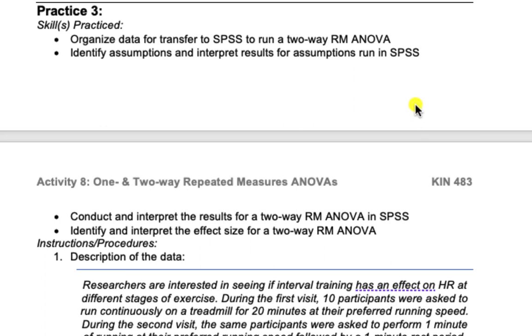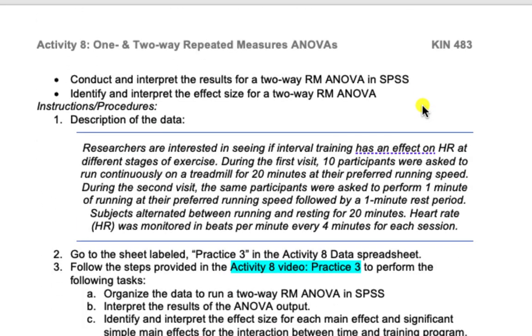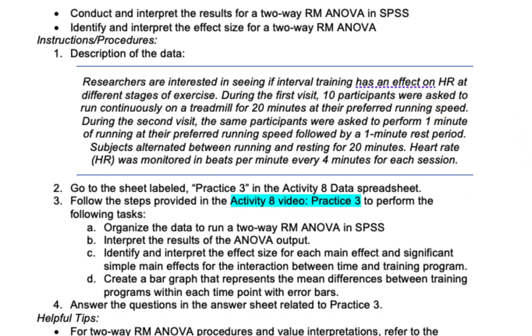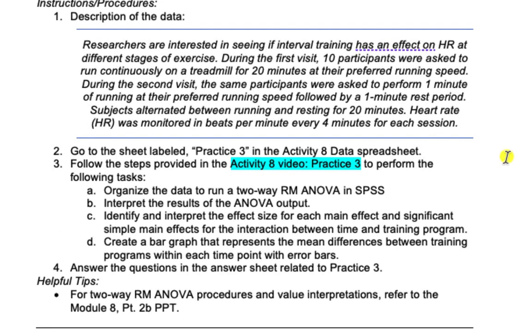For our last practice example, we are going to run a two-way repeated measures ANOVA. So to refresh your memory from the lecture, a two-way repeated measures ANOVA is when we have two independent variables that are within-subject factors, both being nominal data, and our dependent variable, we only have one, and it should be ratio or interval data.